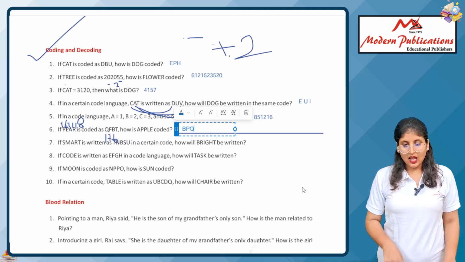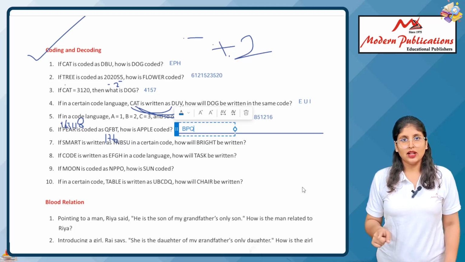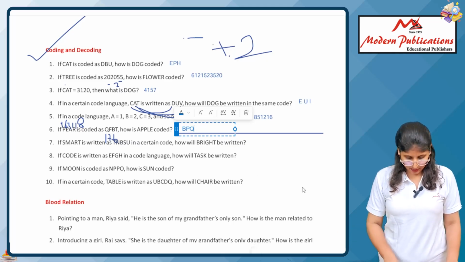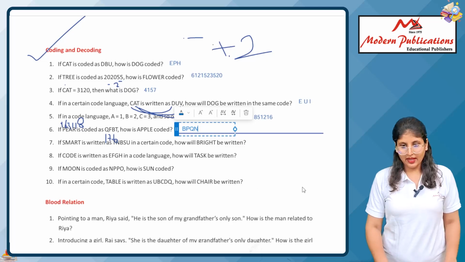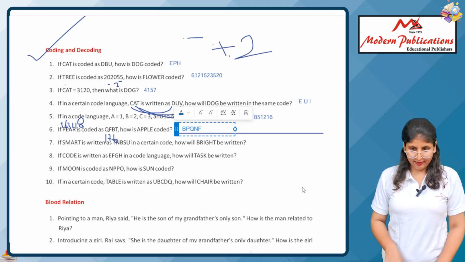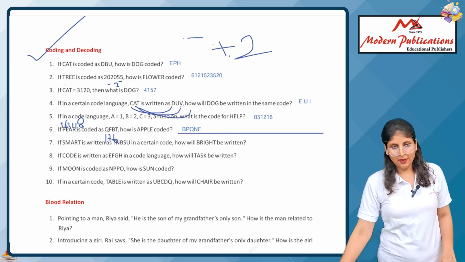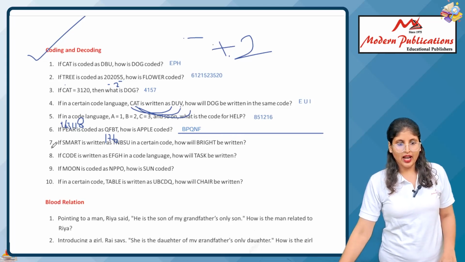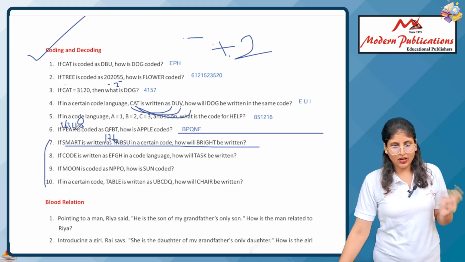Next, L plus 2. L 12, 13, 14. 14 comes on M. And E plus 1 is F. Like this you have to do. And the last 3 are the homework. It is clear how we can do. We have to do plus 1 or plus 2 like this.